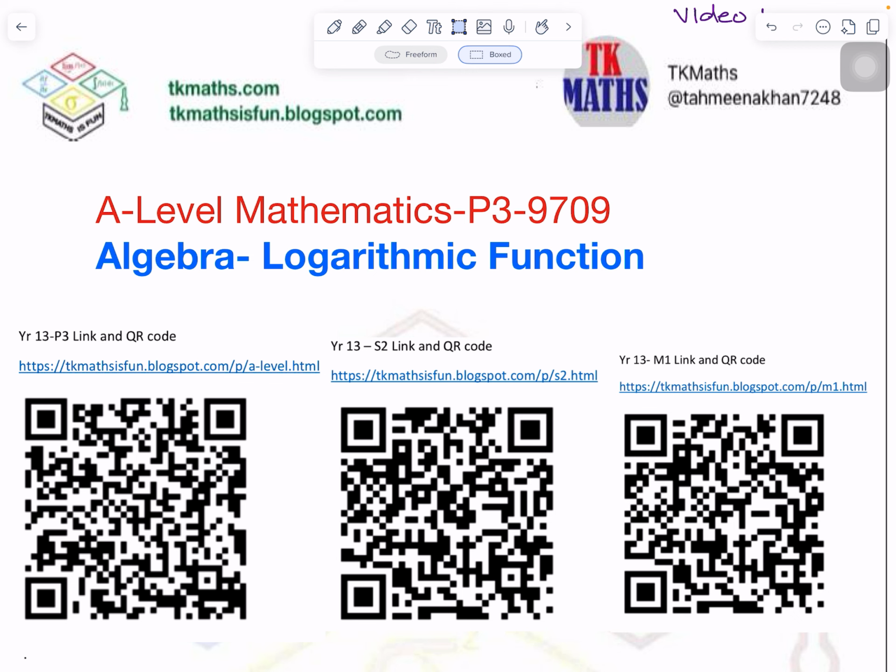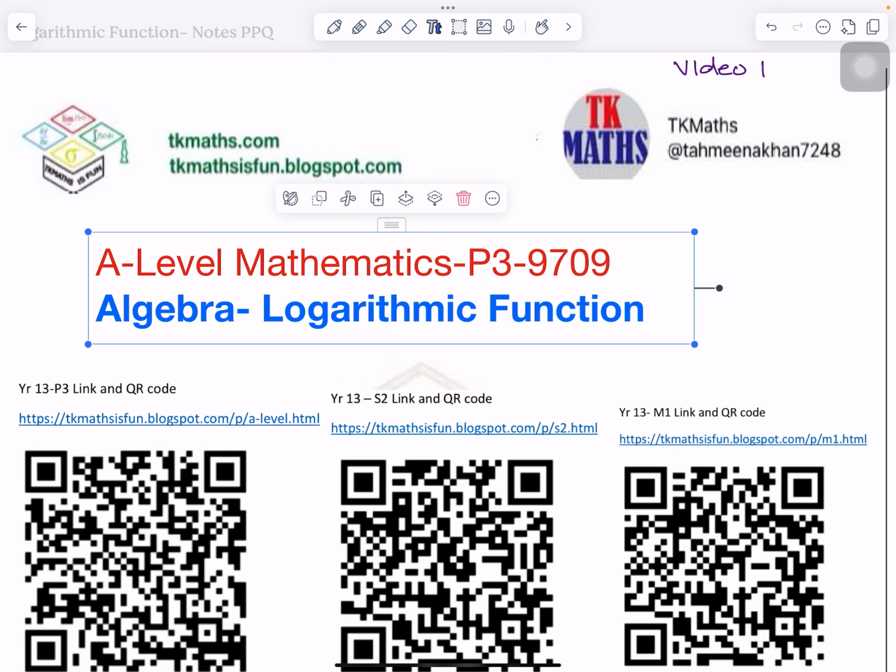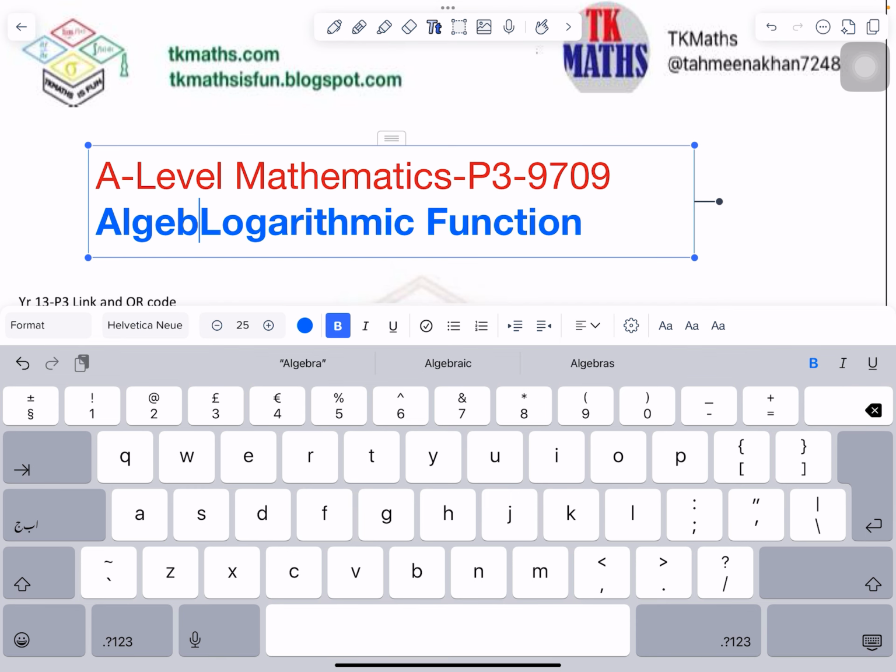In today's video, which is video number 1 on logarithmic functions, and it is a part of the syllabus of A Level Mathematics P3. By the way, it doesn't come in the syllabus under the heading of algebra, so let me remove this from here.